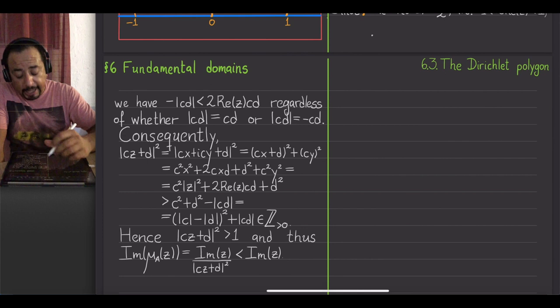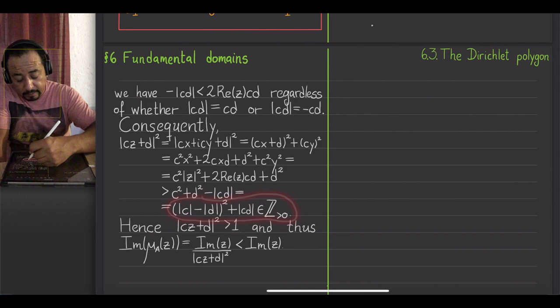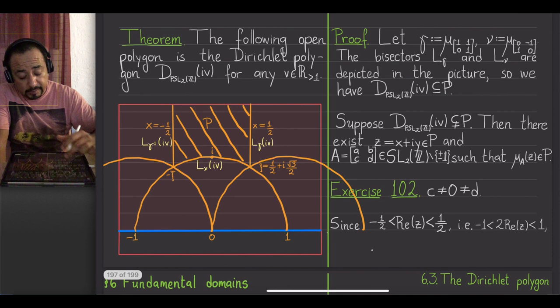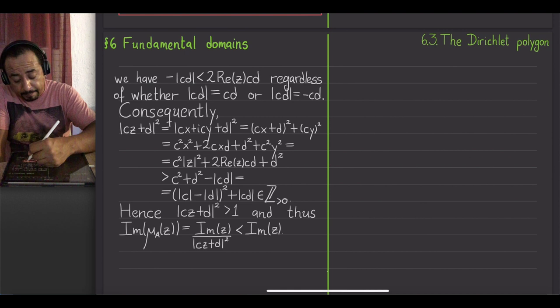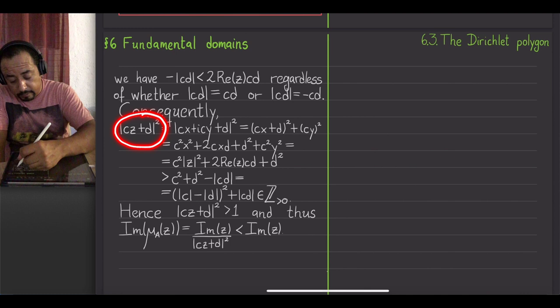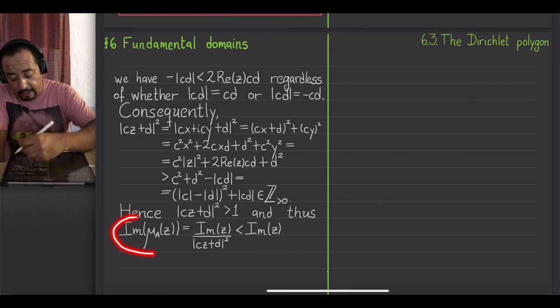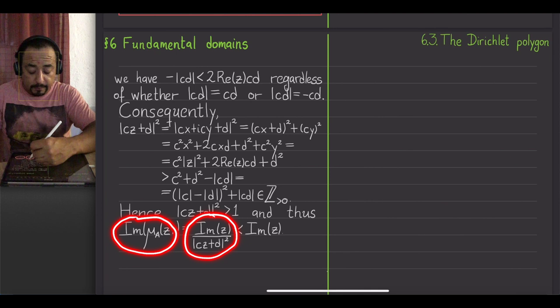And you see, this is of course a positive integer. CD is not zero by the exercise. So this number is positive, a positive integer. So this is greater or equal than one, but this is strictly greater. So this is greater than one. And now compute the imaginary part of mu A Z. We know it's equal to this. We computed this a long time ago, but because of this inequality, this is strictly smaller than the imaginary part of Z.